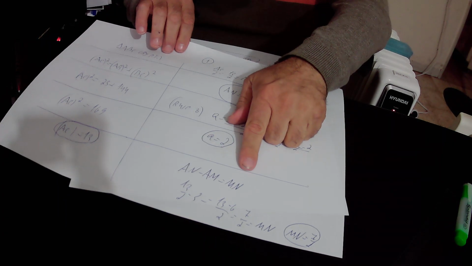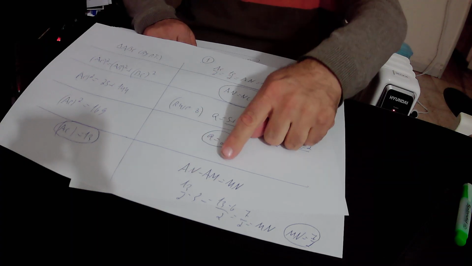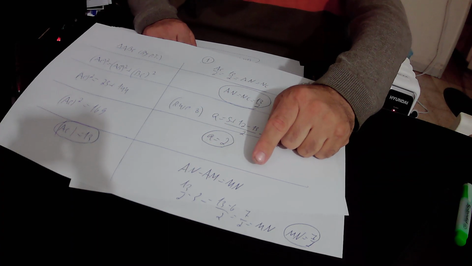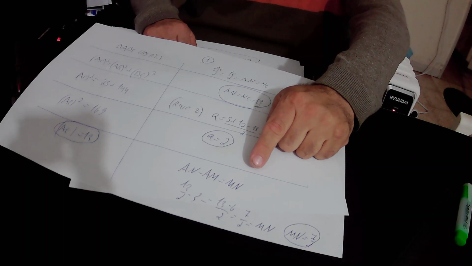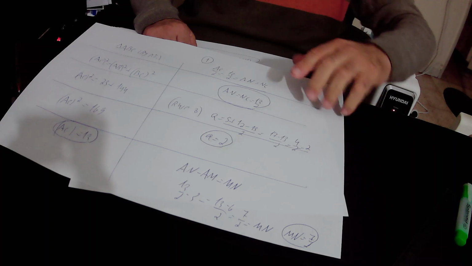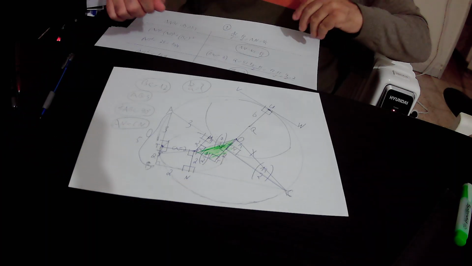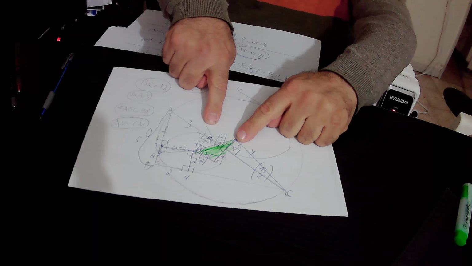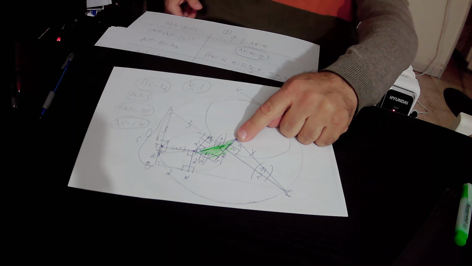AN minus AM equals MN. AN is 13 over 2, MA is 3. 13 over 2 minus 3 equals 7 over 2. So we finally found that this line segment MN equals 7 over 2 units in length.